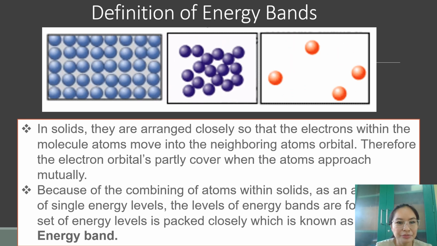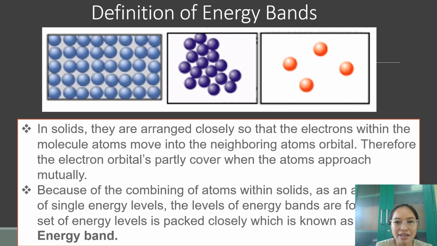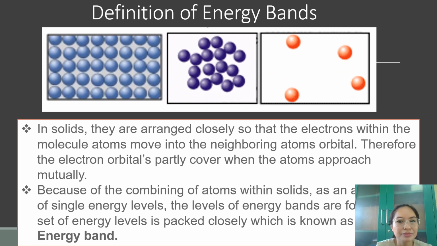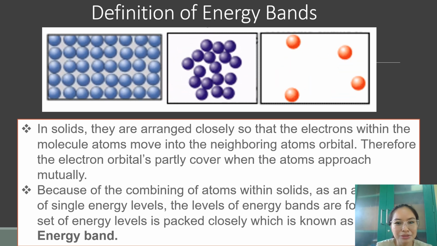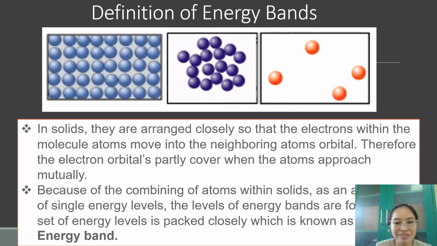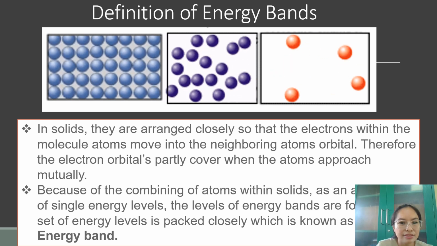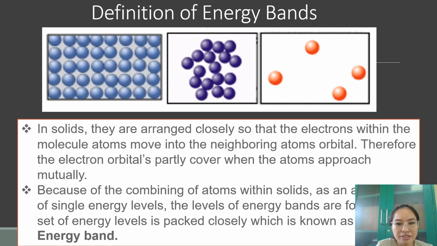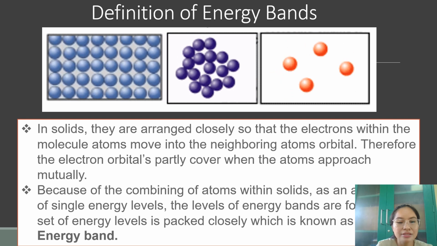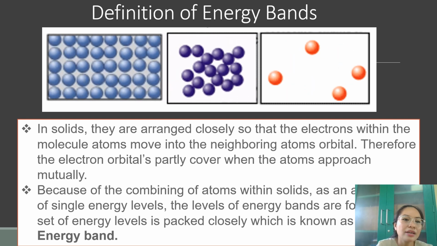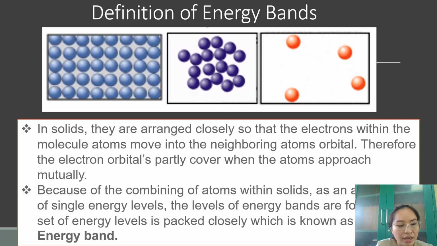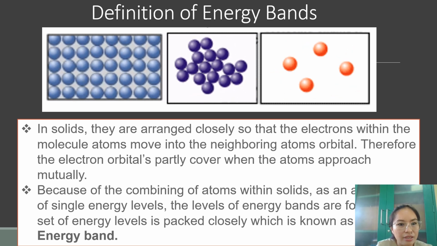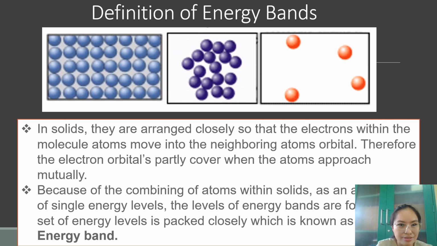Okay, so we have here the red particles moving very fast, the fastest actually among the 3 diagrams. Of course, these are the gas particles. The darker blue particles are the liquid particles. And the light blue ones are the solid particles.